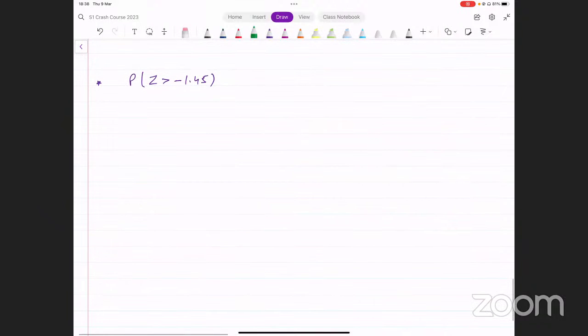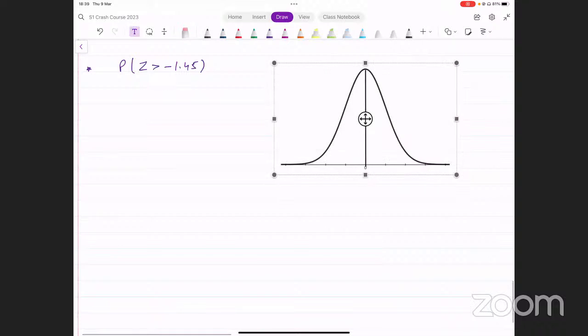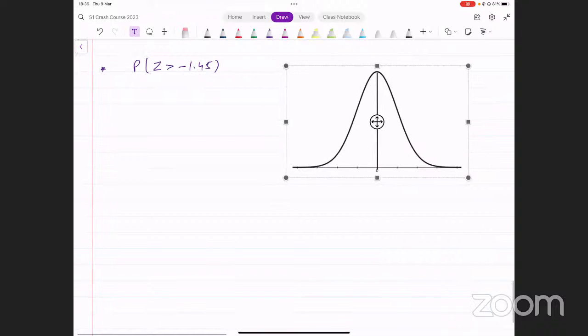Now, again, what you're going to do is start by thinking of the curve. This is how the curve looks like. All right. At the center, you have 0. Where is minus 1.45 going to be? It's going to be to the left of 0, maybe somewhere here. This is minus 1.45. And now the area that you're looking for is to the right of this value, right? Greater than minus 1.45 means you're looking for the area to the right here. This is the area that you're looking for.